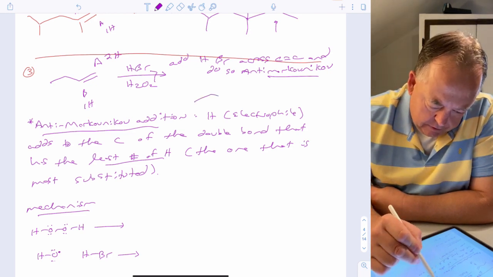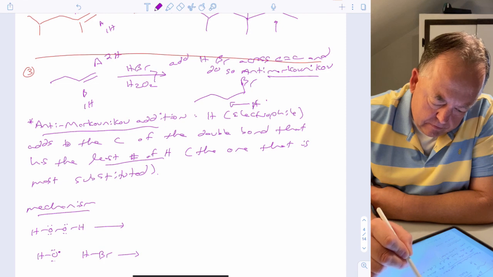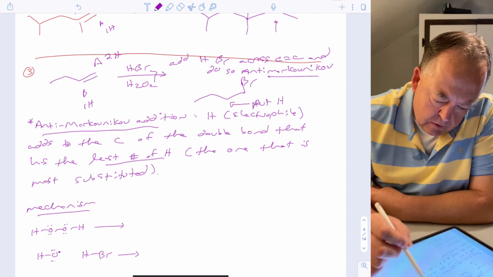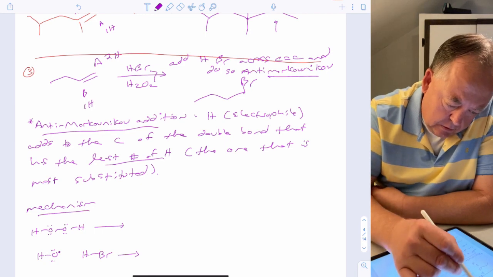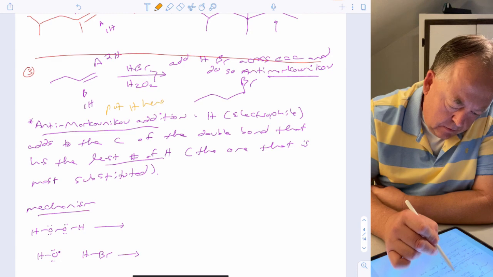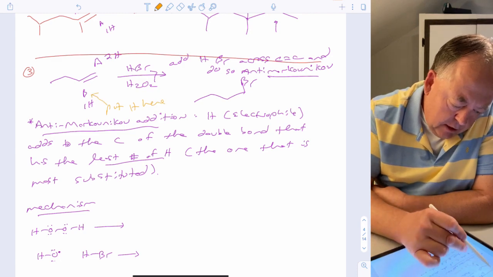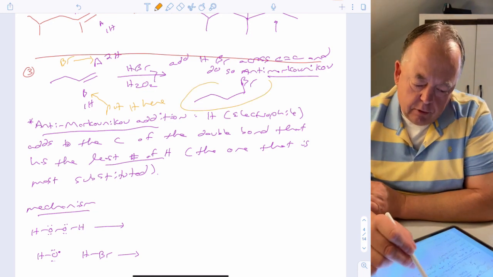So the product would be that, right? So we put the hydrogen here. Or let's say this. So we're going to put the hydrogen here, and we're going to put the bromine on A. And then that would be your major product.